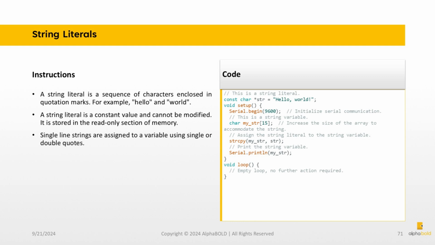A string literal is a sequence of characters enclosed in quotation marks, for example, "hello" and "world". A string literal is a constant value and cannot be modified. It is stored in the read-only section of memory. Single-line strings are assigned to a variable using single or double quotes.